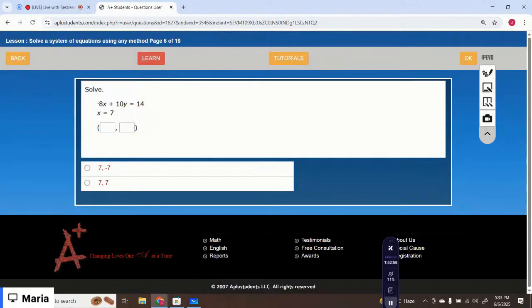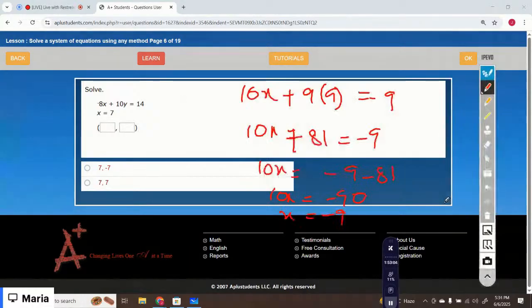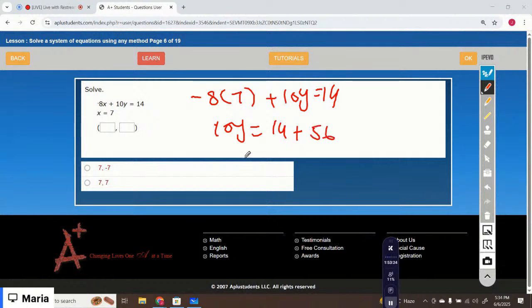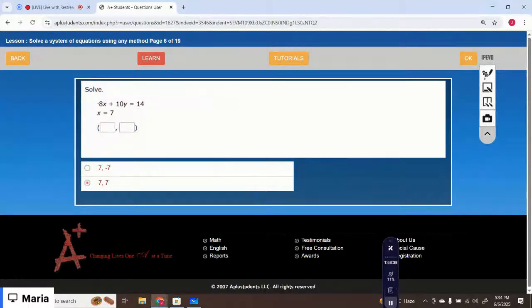Solve negative 8x plus 10y equals 14, where x equals 7. Negative 8 times 7 plus 10y equals 14. 10y equals 14 plus 56. That is 10y equals 70. So y equals 7. The correct option is option number 2, that is 7 and 7. Option number 2 is the correct option.